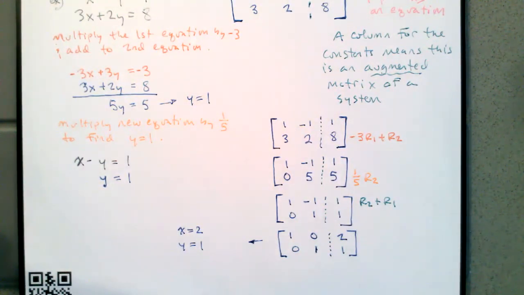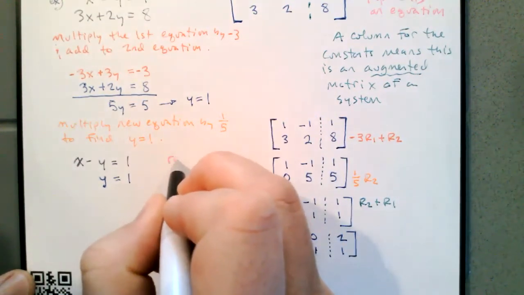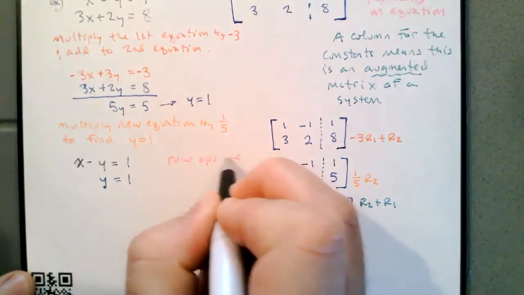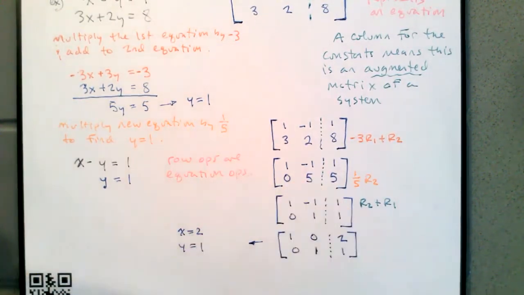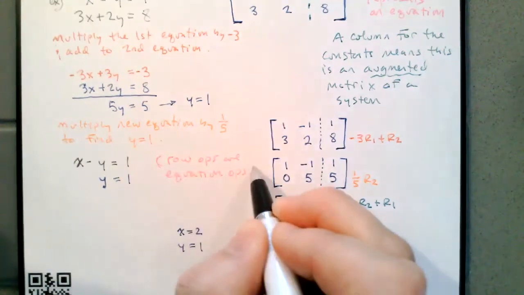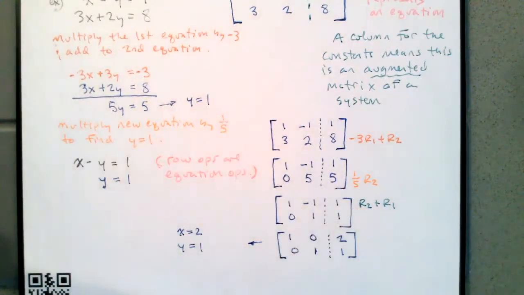Performing row operations is performing equation operations. It's just combining the equations to eliminate variables so that we can get down to a solution set. Row operations are equation operations. Questions?